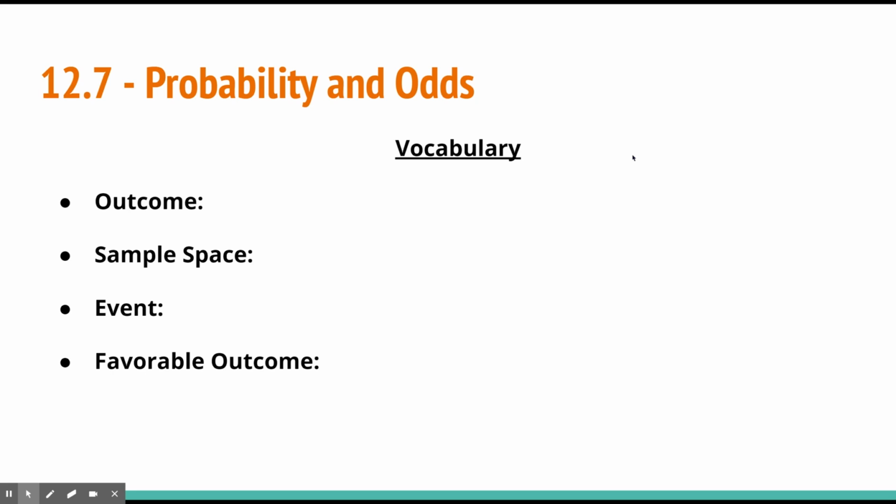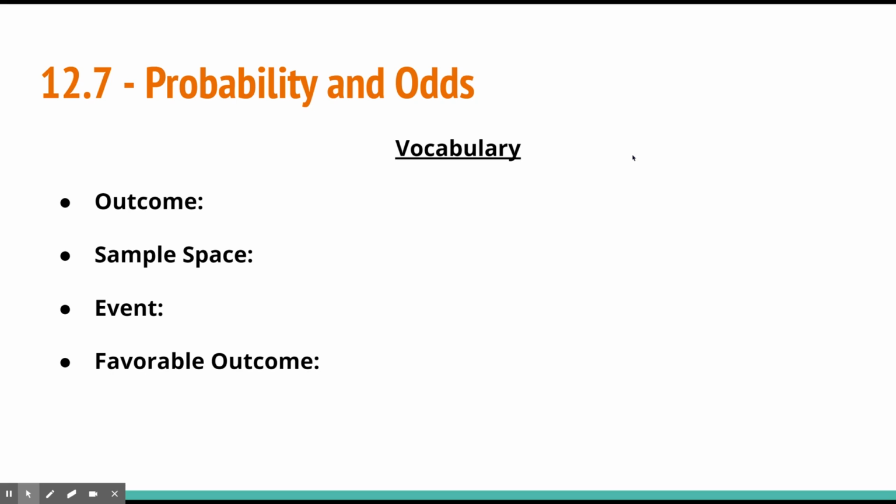Today we're going to be moving on to section 12.7 about probability and odds. So wherever you were taking notes last week, whether you printed them out or you're writing them in a notebook, take that out and make sure you're ready to go. And we're going to start with some vocabulary here today.